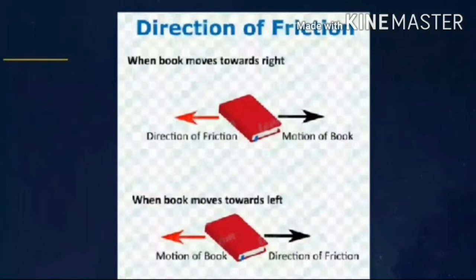In this picture, we observe that when the motion of the book is towards the right side, then the force of friction acts on it towards the left side. And when the motion of the book is towards the left side, the force of friction acts on it towards the right side. So, from this activity, we conclude that the force of friction acts in a direction opposite to the direction of motion of an object.